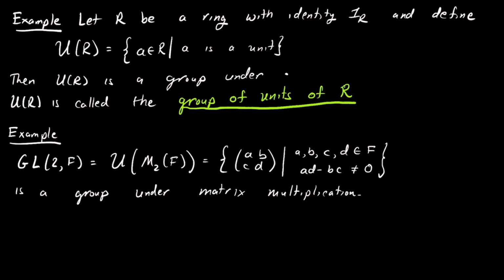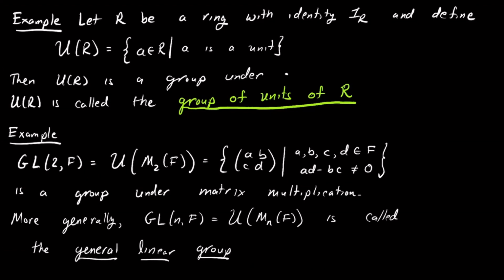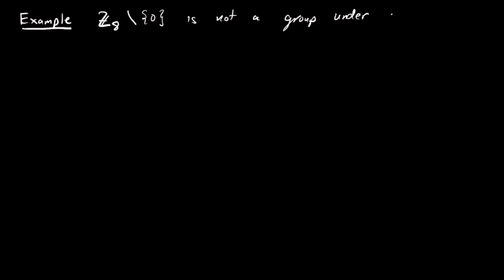And more generally, we don't have to work with 2 by 2 matrices. In general, we can talk about invertible n by n matrices, and this gives us what's called the general linear group. So here's an example of something that's also not a group. We're going to consider Z mod 8, and we're going to remove the 0 element, and we'll show that this is not a group under multiplication, right? One of the reasons a ring was not a group under multiplication was that the 0 element couldn't be inverted. So now we can ask this question of, well, what if we remove the 0 element?